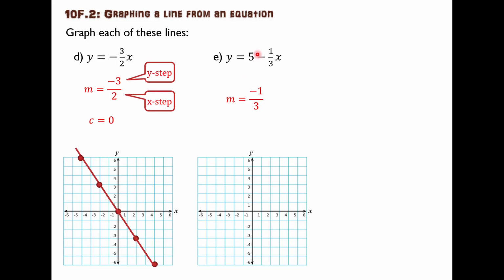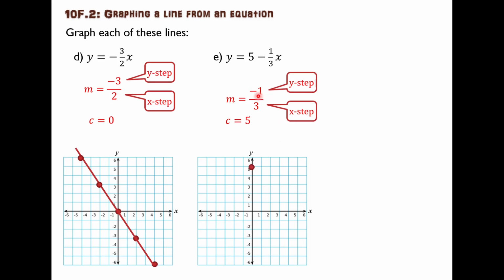The y-intercept is the other term. It's the constant term or the term that doesn't have an x in it. And in this case, the y-intercept is 5. Cool! Now we can put a dot at our y-intercept. Our y-intercept is 5, so we'll put a dot up here at 5 on the y-axis.